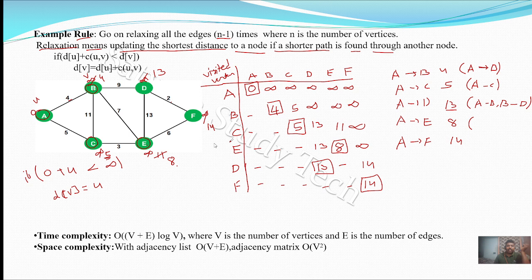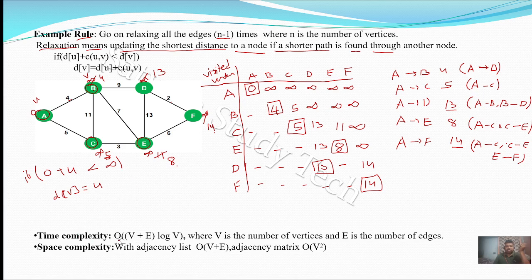Next, A to E is 8. So 5 plus 3, 8. So that is A to C and C to E, that is 8. And 14: 5 plus 3, 8, 8 plus 6, 14. So that is A to C, C to E and E to F, that is 14. So you can find the distance between all other vertices, but we have to draw each and every step. You can draw the diagram. That is important.